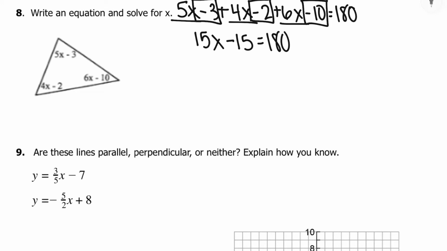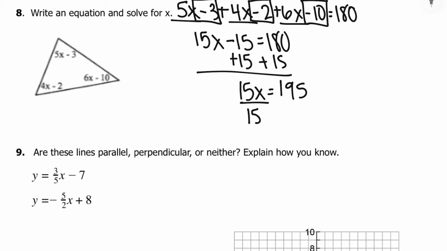So then we're going to add 15 to both sides. We get 15x equals 195, and then we divide both sides by 15. And you get x equals 13.